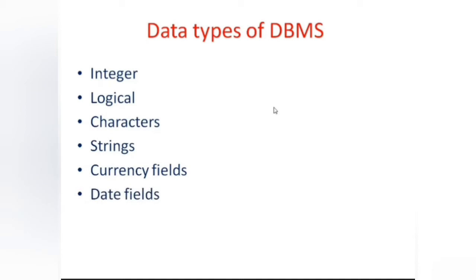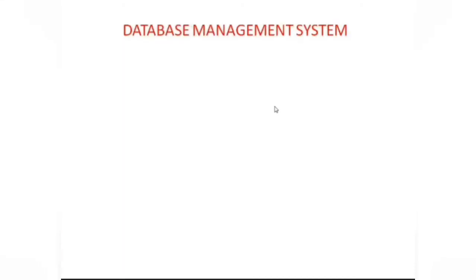Then date fields. Sometimes date of joining information has to be taken. That may be in any format, maybe in the format of month, date, year, like April 20, 1985. So now let us understand what a database management system is. You know what a database is, right? A database is a vast collection of information, but it is of no use if nobody monitors it.